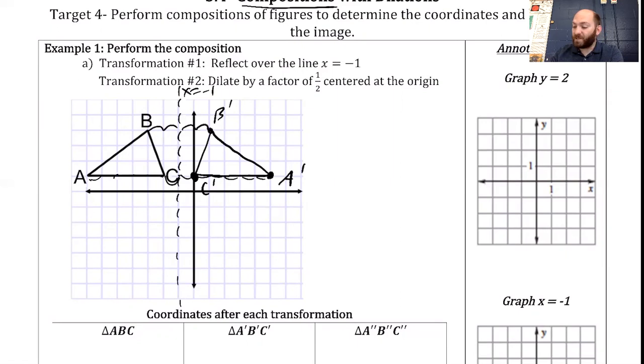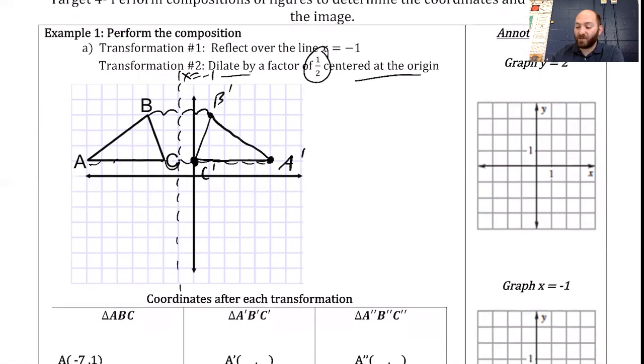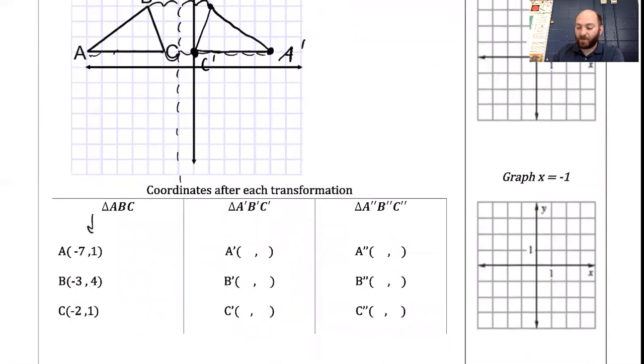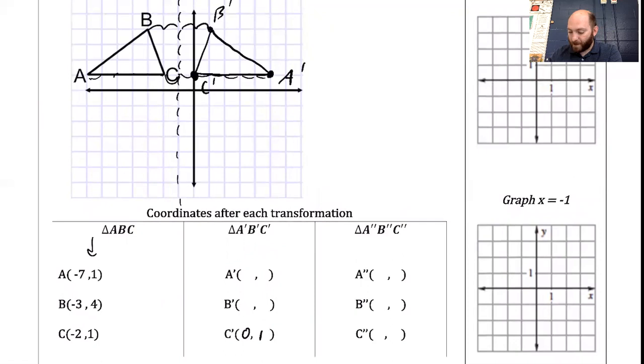The next step is to dilate by a factor of 1/2, center at the origin. I'm going to write my points down because that's going to be a lot easier once I have my points in. So we have here our starting points for ABC. When I did my reflection, C prime went to 0, 1. B prime, the y stayed the same, B prime went to +1. And then A prime is going up to 1 in the y direction. It's going 1, 2, 3, 4, 5.